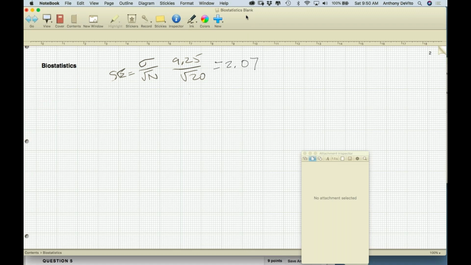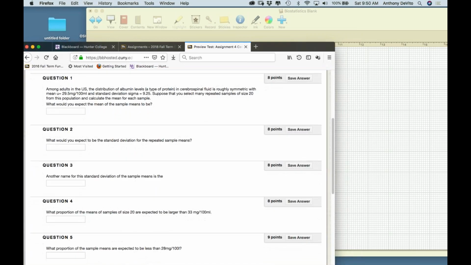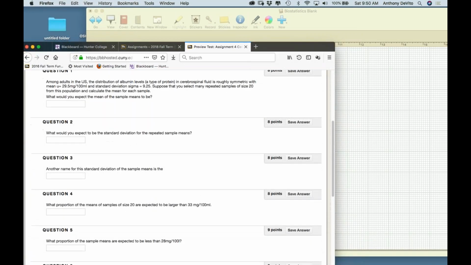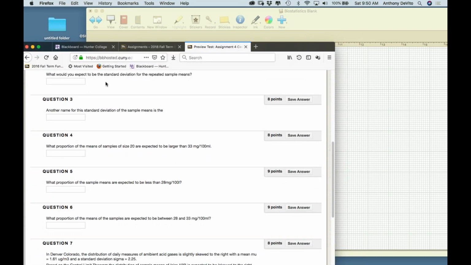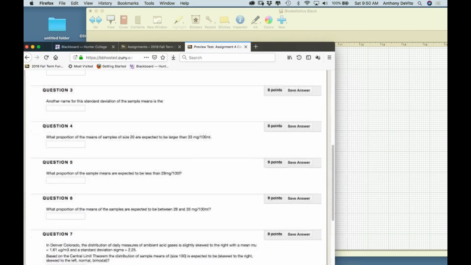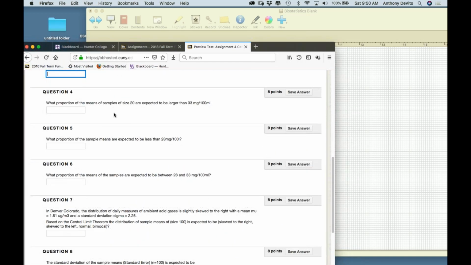Okay, so hopefully I got that right. So we can move on to the next part of this. Okay, standard deviation for these repeated sample means. In other words, another name for the standard deviation of sample means is the standard error, of course. You know that. What proportion of the means of samples of size 20 are expected to be larger than 33 milligrams per 100 ml?